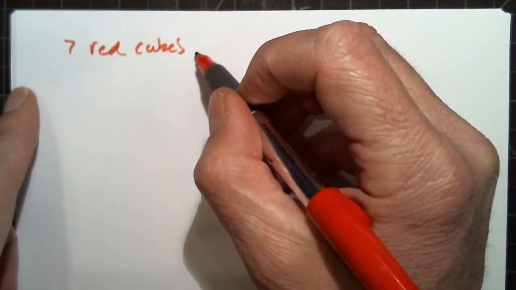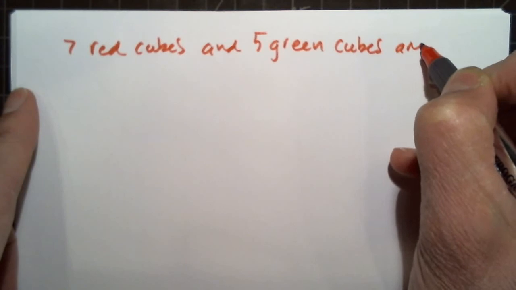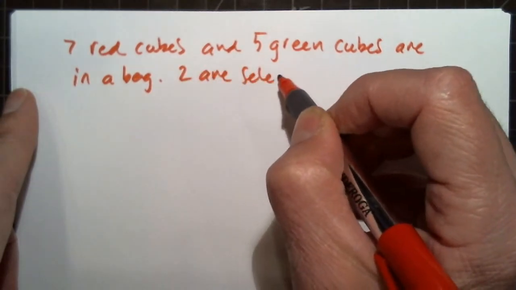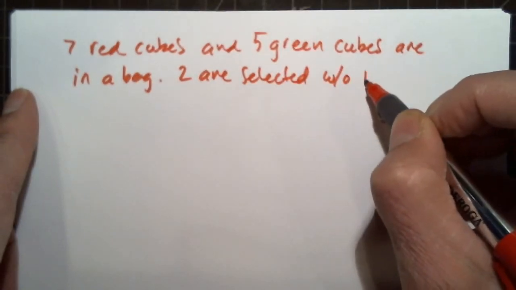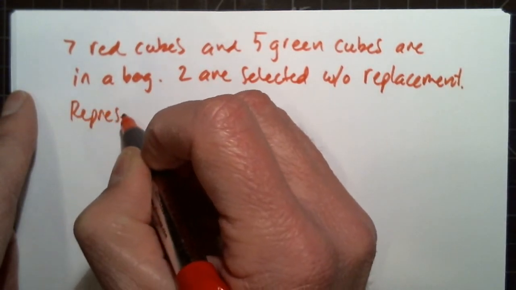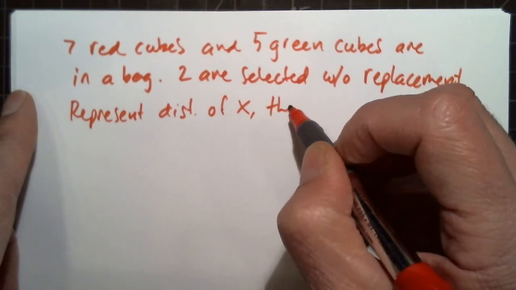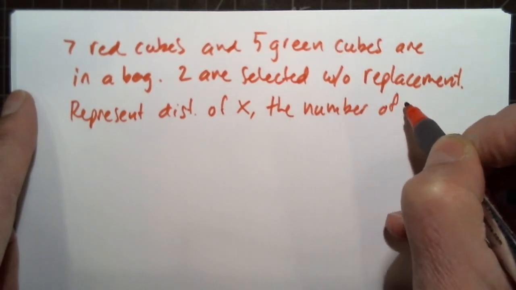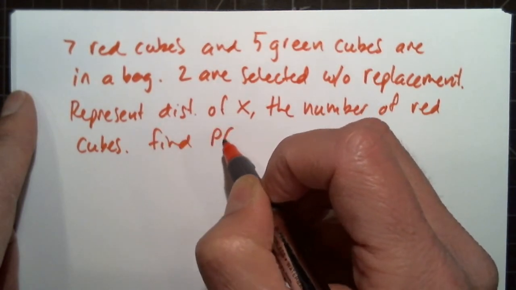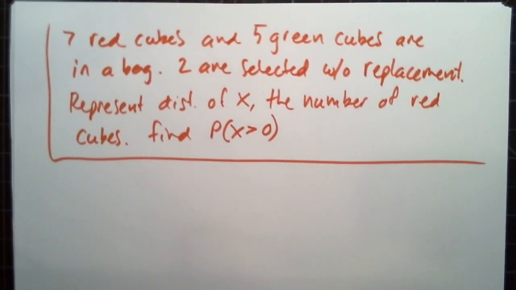Try one more. 7 red cubes and 5 green cubes are in a bag. 2 are selected without replacement. Represent the distribution of x, the number of red cubes. Find the probability x is greater than 0. All right, pause the video and try that one.